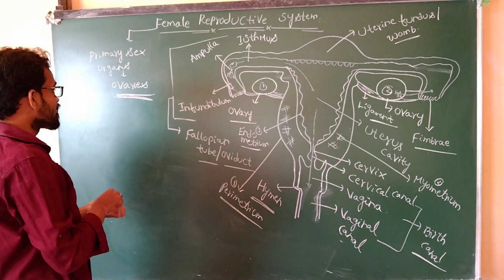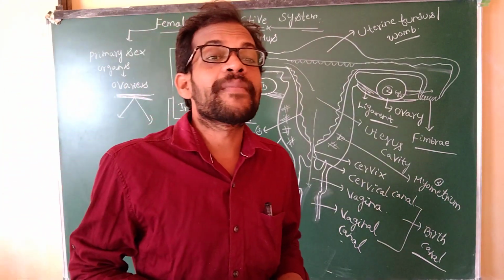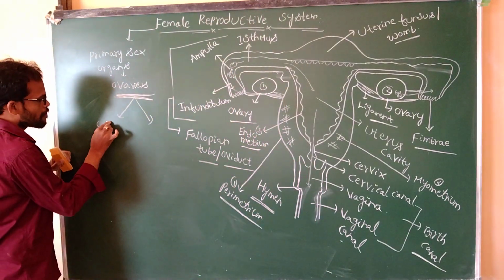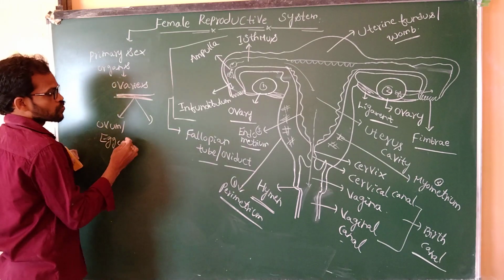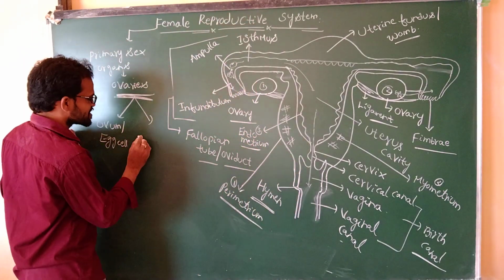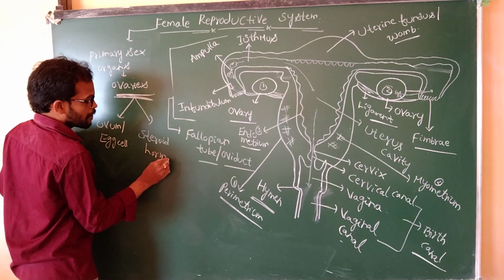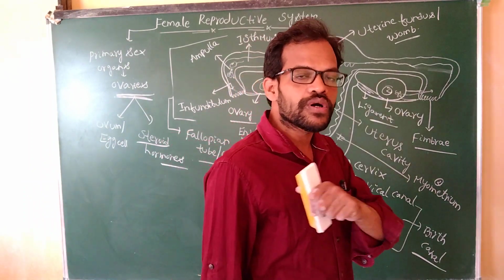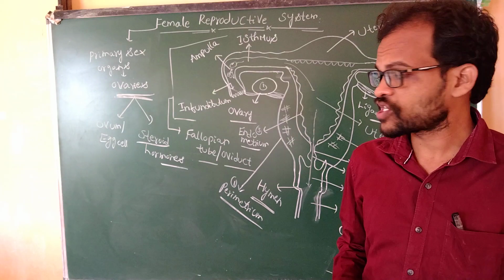The ovaries participate in the formation of the egg cell, to produce the ovum or egg cell, and they also produce a number of steroid hormones. That is the main function of the ovaries.